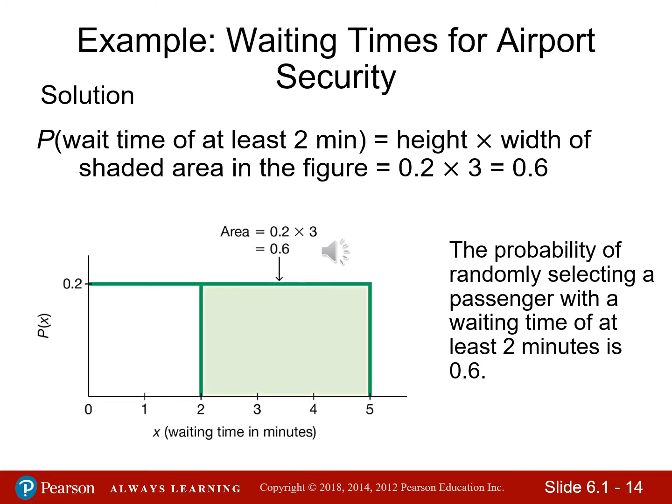So we want to find the probability of having a wait time of at least 2 minutes. So we would say the probability of a wait time of at least 2 minutes is equal to the height times the width of the shaded area in our figure. That is equal to 0.2, which is the height, times 3, which is our range, because we're going from 2 to 5, so 5 minus 2 equals 3. And that is equal to 0.6. So we can say that the probability of randomly selecting a passenger with a waiting time of at least 2 minutes is 0.6.